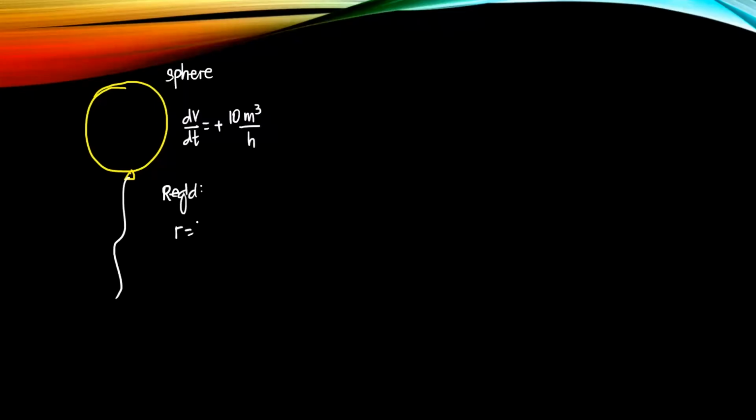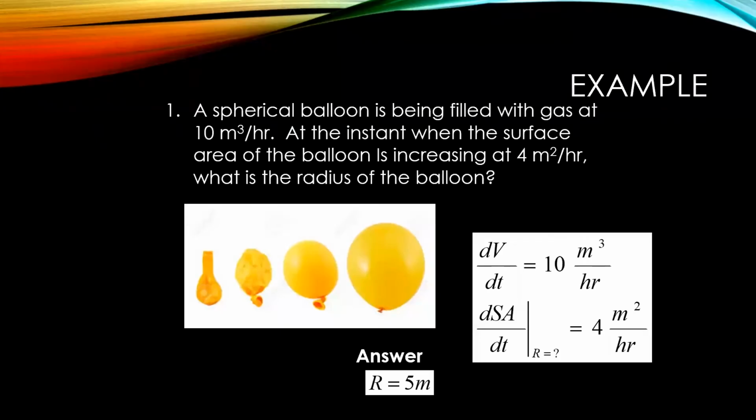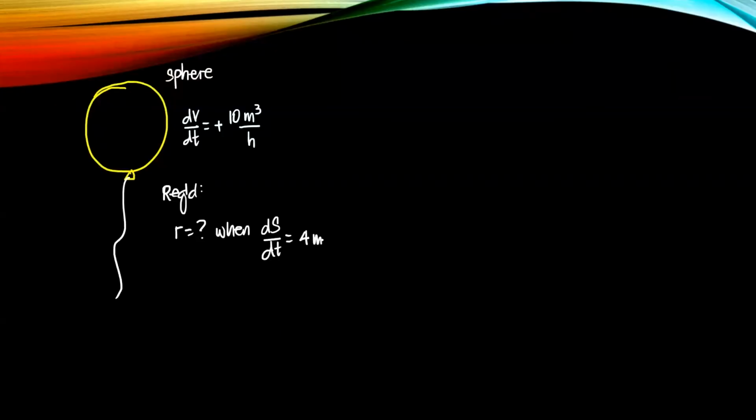Okay. So the required is the radius when dS over dt is 4 meters squared per hour. So what is S? Okay, you see there's a V, there's an S. The volume of a sphere is 4/3 pi r cubed. The surface area, so S, surface area is 4 pi r squared.